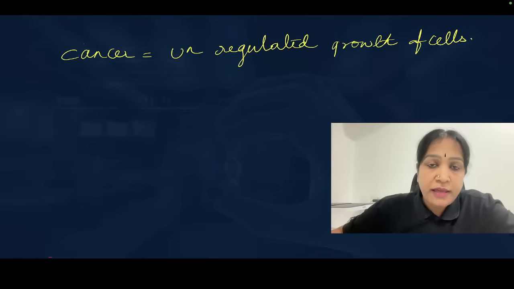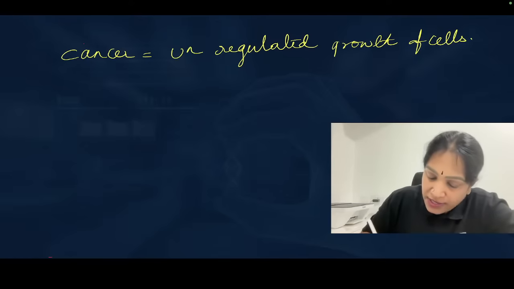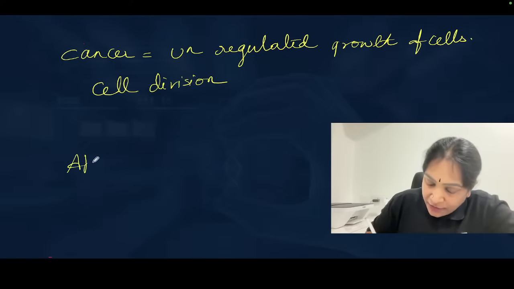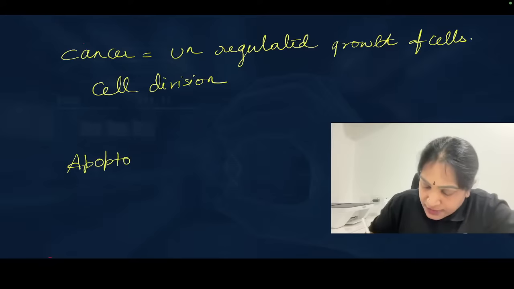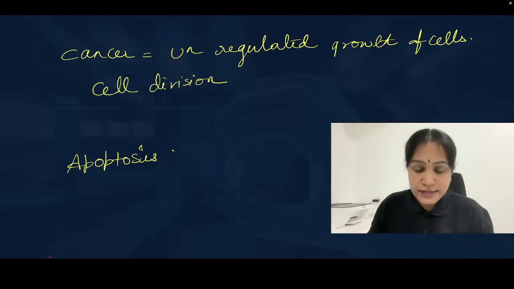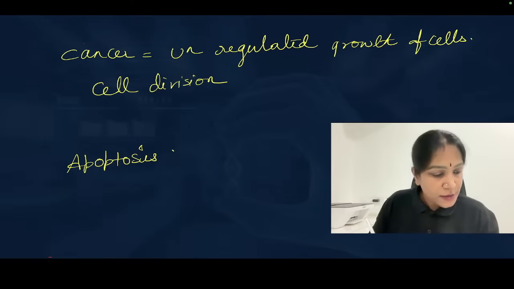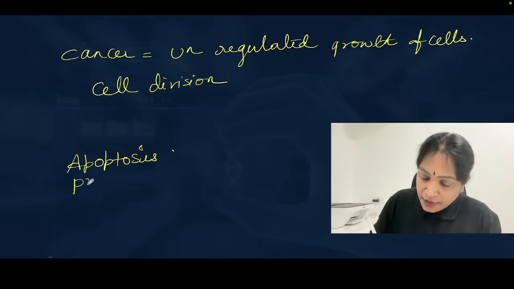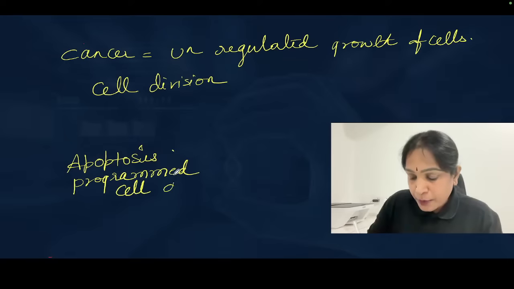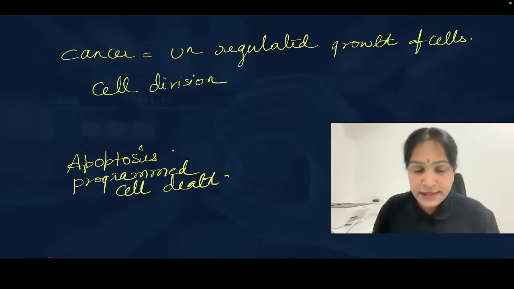And in our body we have two mechanisms. One is cell division, and second one is apoptosis. All of you just memorize the term apoptosis. Apoptosis is also called as the programmed cell death.